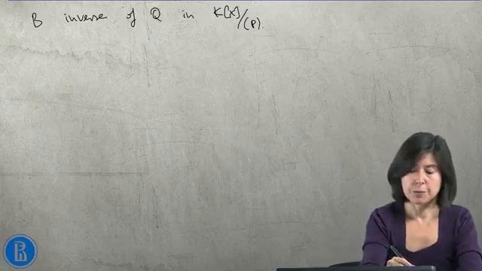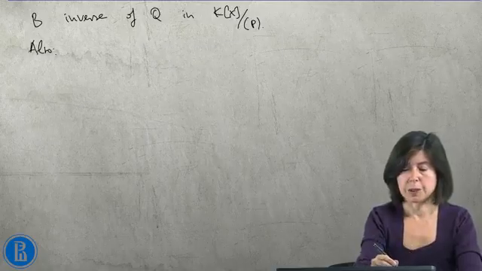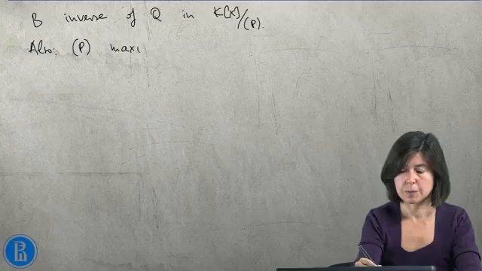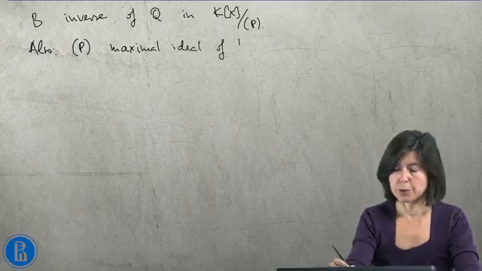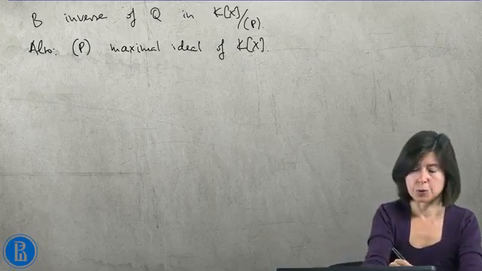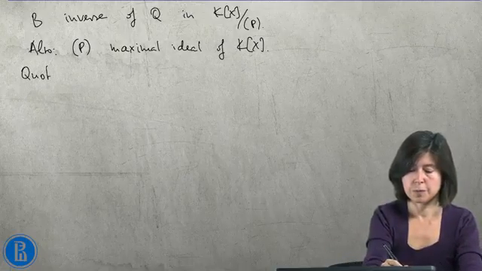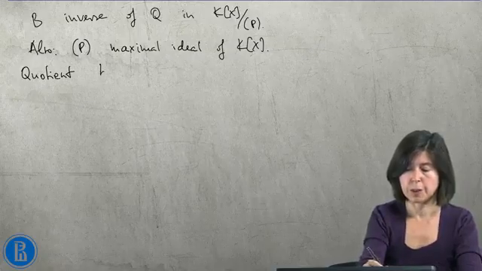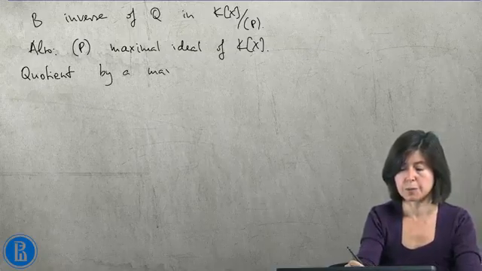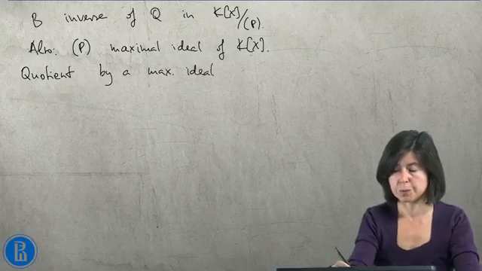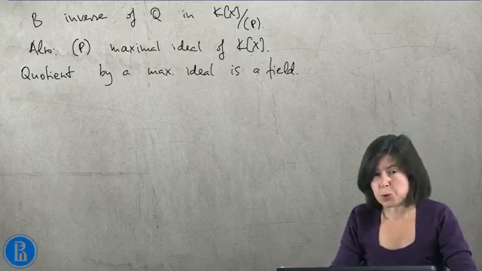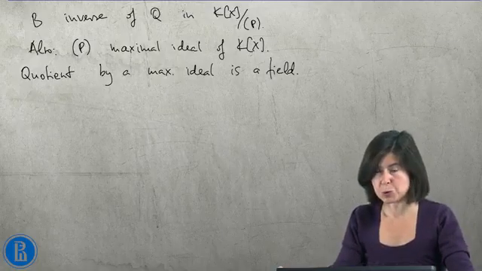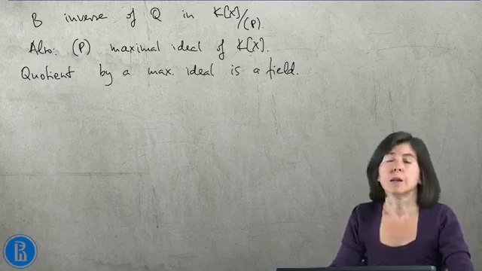So alternatively, one can say that P is a maximal ideal of K of x, and the quotient ring by a maximal ideal is a field. But of course, the proof of this amounts to the same Bézout equality.